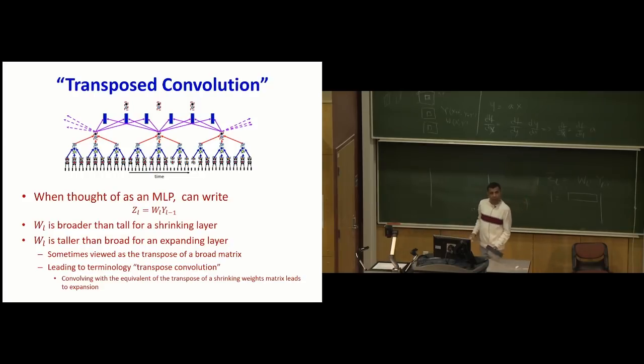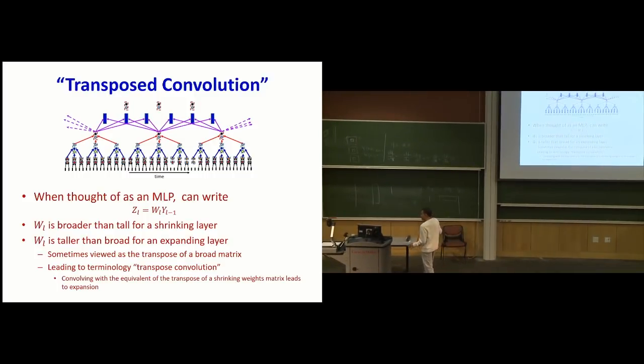It's going to be taller than it's going to be broad, right? So you're going to have something of this kind. This looks like a transpose of this guy. If you transpose this equation, you're going to get that equation. So they use this terminology to call it a transpose convolution. But the basic idea you get, right?